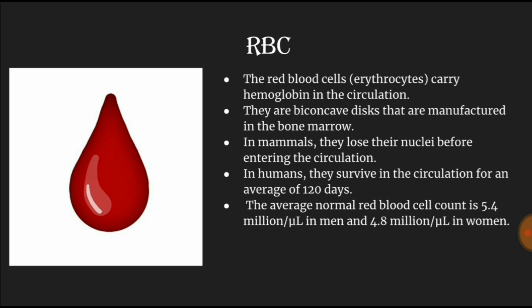In humans, the RBCs survive for an average of 120 days. So the RBC can circulate in your body for around 120 days, and after 120 days it is going to die in the spleen. The spleen takes up all the dead RBCs. The average normal RBC count is 5.4 million per microliter in men and 4.8 million per microliter in women. So that is the count of RBCs.